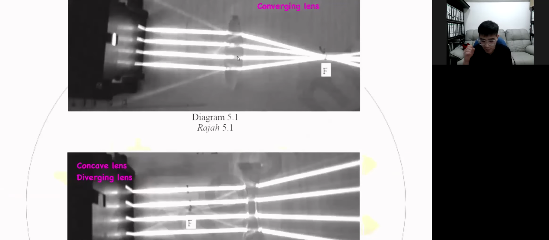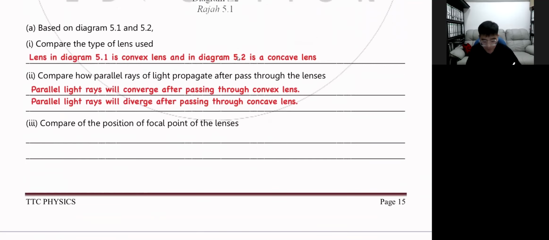In diagram 5.1, can you see that the focal point is at the back of the lens? How do I know it's at the back? I call it at the back because the light rays travel from the left to the right. If the focal point is in front here, then it is called in front, based on how the light rays travel. So I call the focal point in diagram 5.1 at the back, behind the lens.